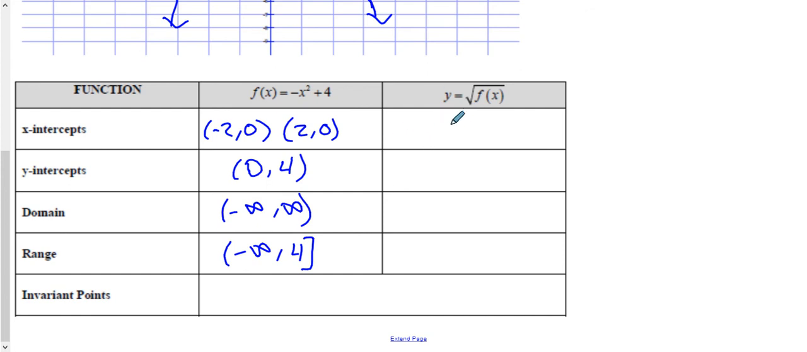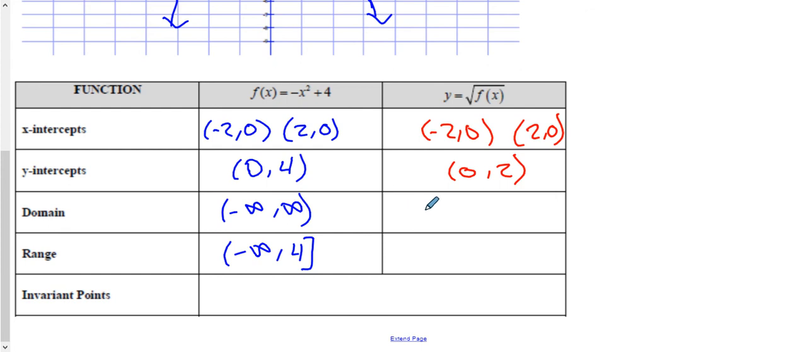The domain, range, and x and y intercepts of our new function, let's go. So again, we have the same x-intercepts. So we'd have (-2, 0) and (+2, 0). Our y-intercept is slightly different here. Our y-intercept is going to be at (0, 2).